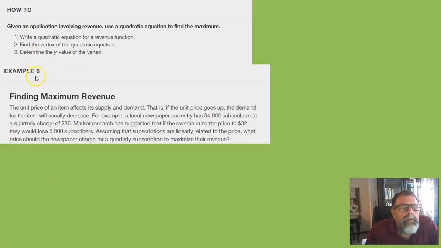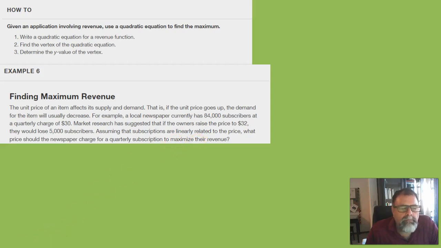Okay, moving on to example 6, finding maximum revenue. The unit price of an item affects its supply and demand. That is, if the unit price goes up, the demand for the item will usually decrease. For example, a local newspaper currently has 84,000 subscribers at a quarterly charge of $30. Market research has suggested that if the owners raise the price to $32, they would lose 5,000 subscribers. Assuming the subscriptions are linearly related to the price, what price should the newspaper charge for a quarterly subscription to maximize their revenue?